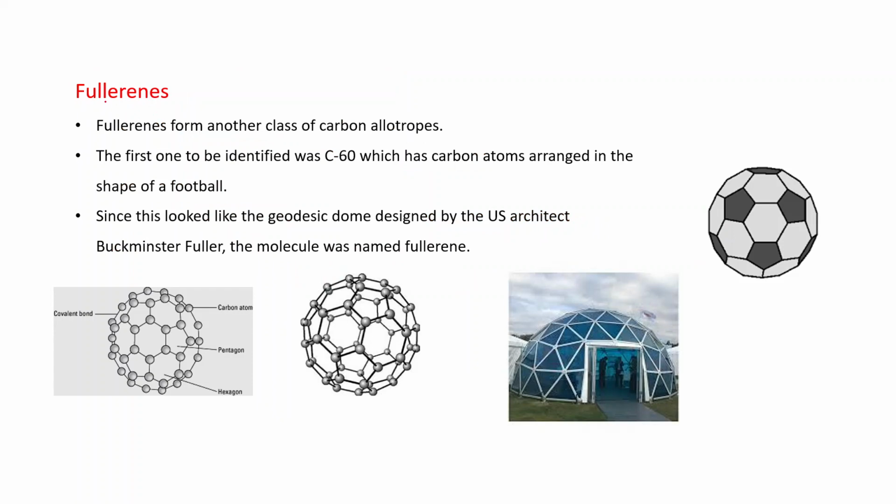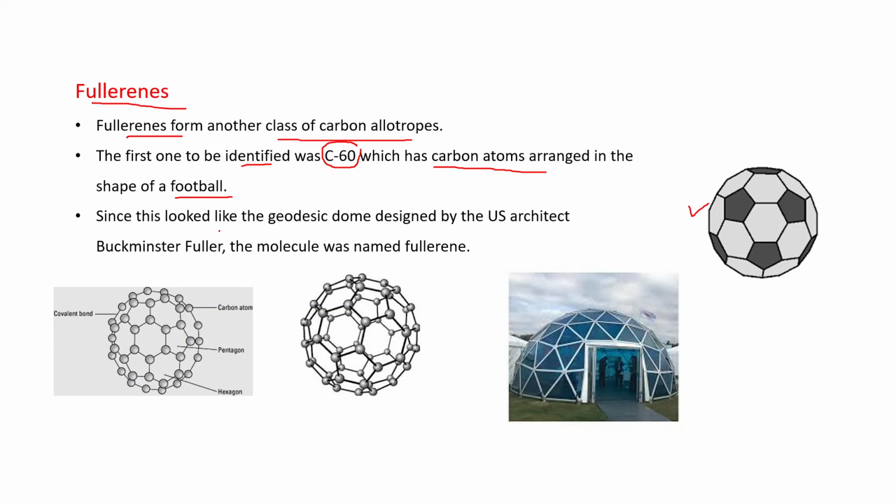One more allotrope of carbon, that is fullerene. Fullerenes form another class of carbon allotropes. The first one to be identified was C60. This is the first fullerene, which has carbon atoms arranged in the shape of a football. You can say this is a football, with carbon atoms arranged like this football.